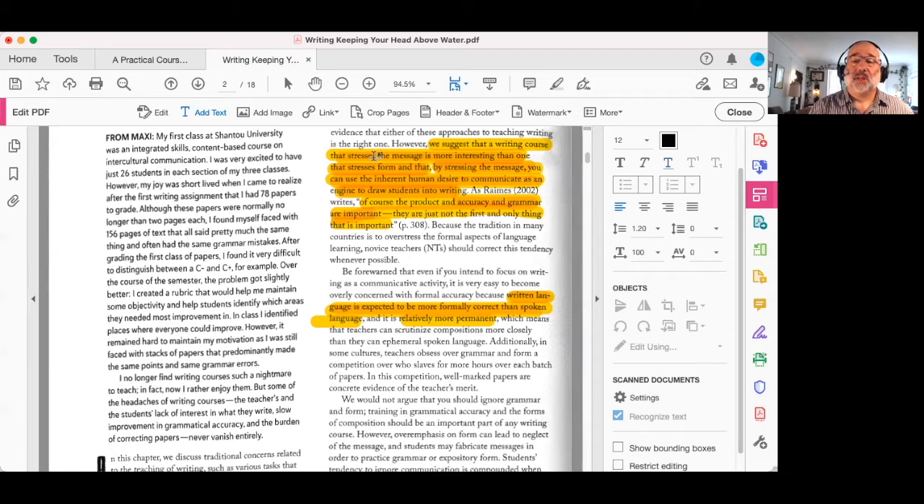I like what they said here. We suggest that a writing course that stresses the message is more interesting than one that stresses form. I don't think anybody really wants to go over grammatical forms for hours. I think they want to tell a story. I agree. That's my experience with social and emotional learning and with most writing.